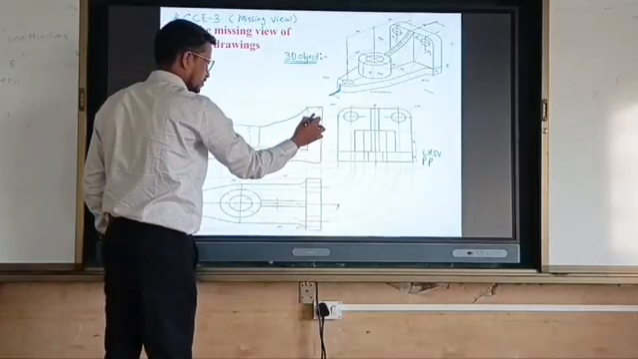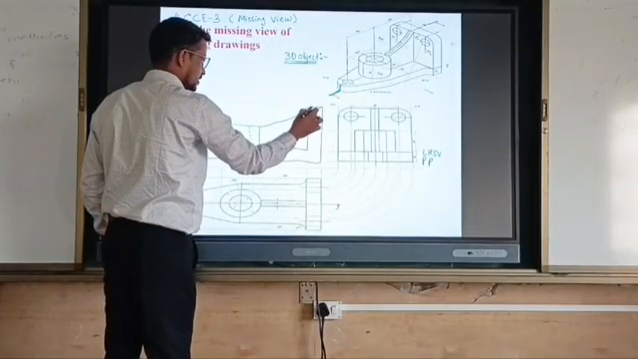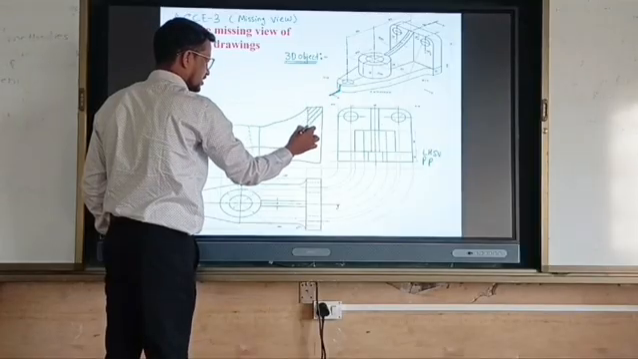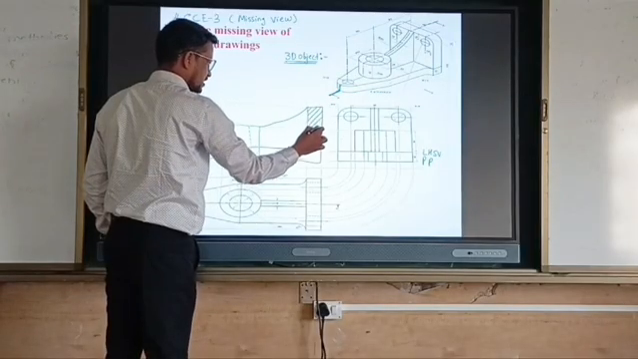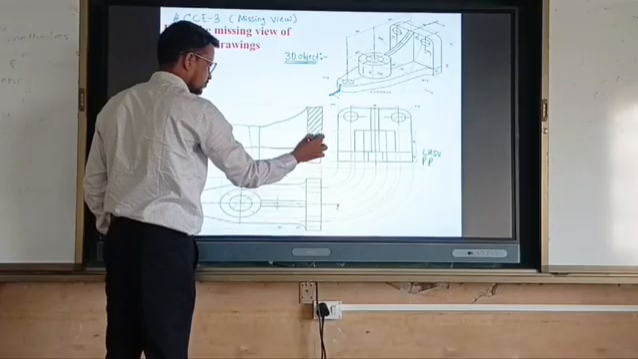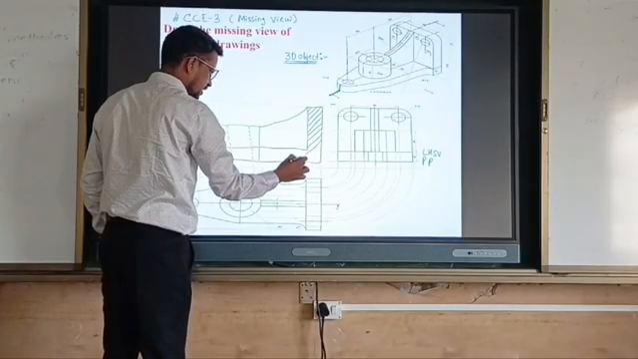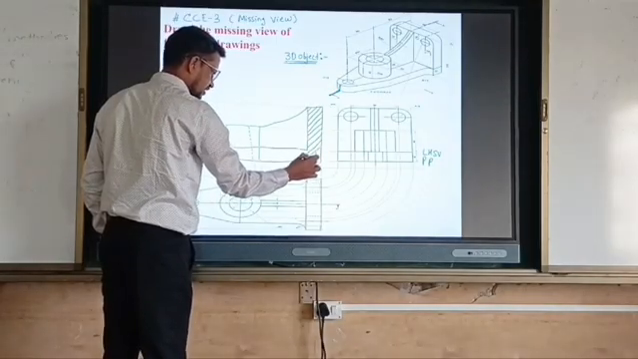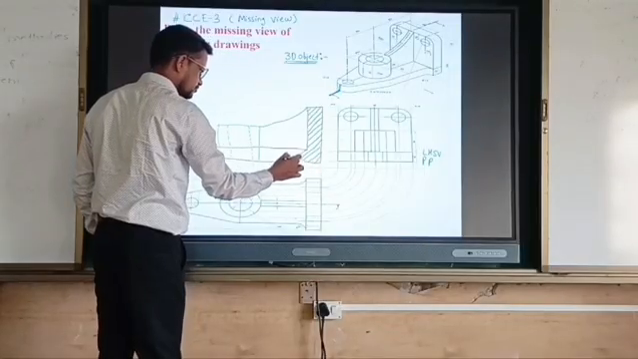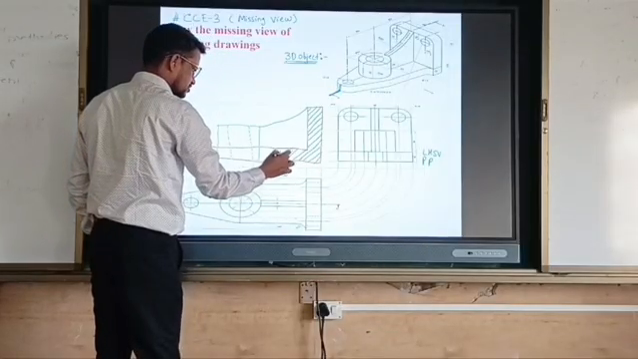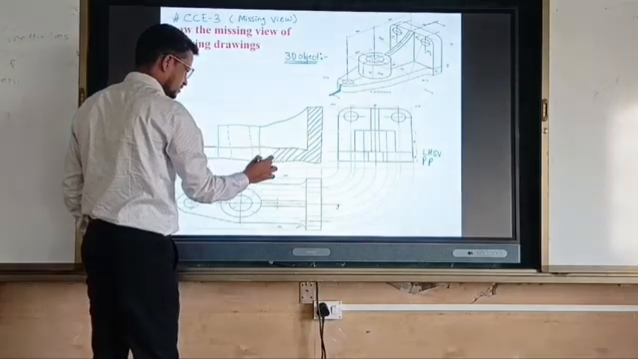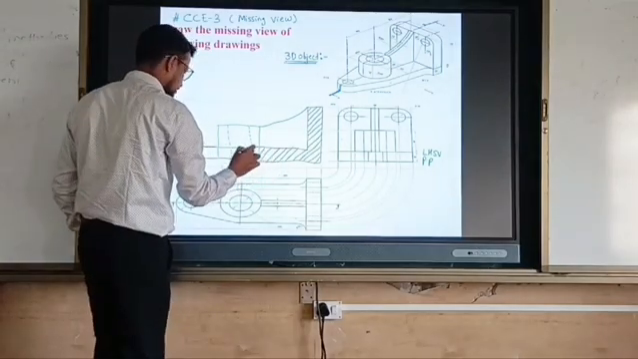How to draw the hatching line? At a 45 degree inclination with the horizontal plane, and the space between two hatching lines is 2 to 3 mm. When I complete this hatching, it means this is a sectional view. Which view? Sectional front view. Right? So this part is completed.